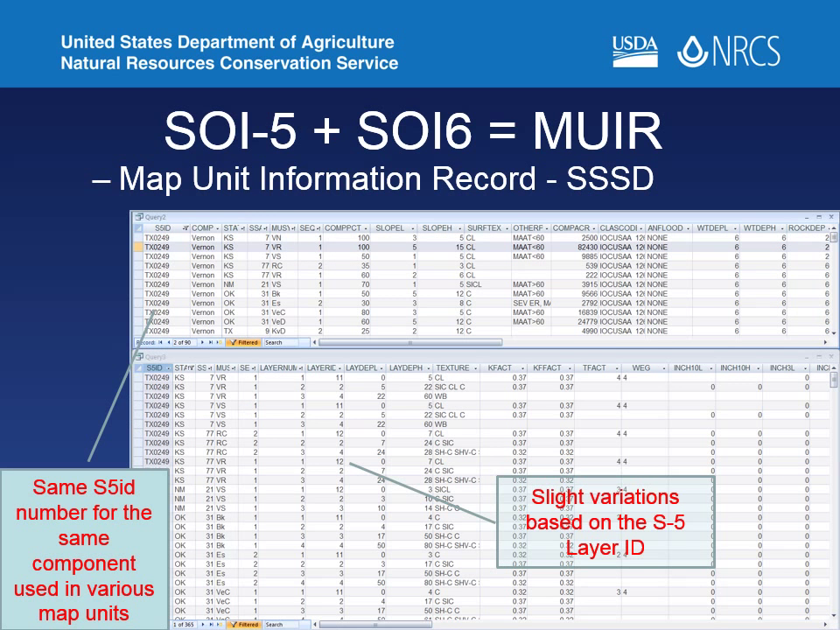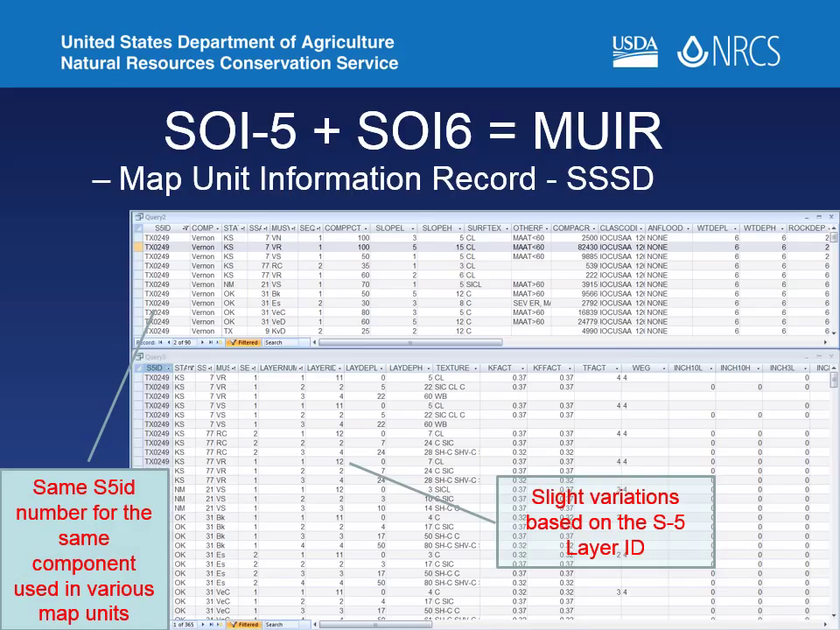And then when you married the SIR, or commonly called the SOLS 5 in the 3SD days, and the SOLS 6, which was the form that you just saw, what you created was the map unit interpretation record, or MUIR. And the MUIR data was part of the State Soil Survey database. This was the 1985 database system.